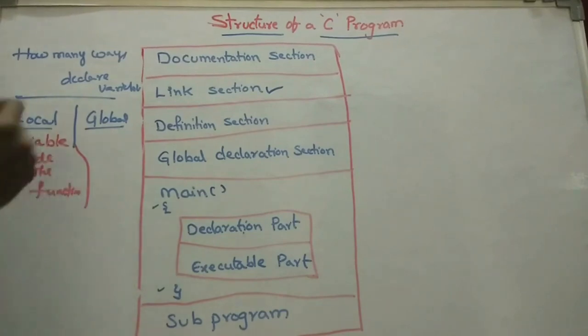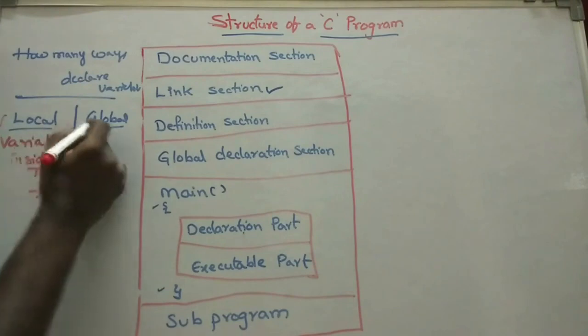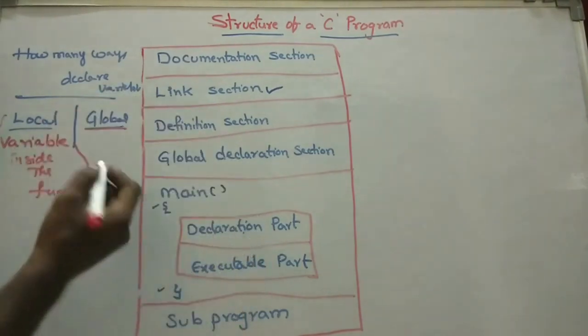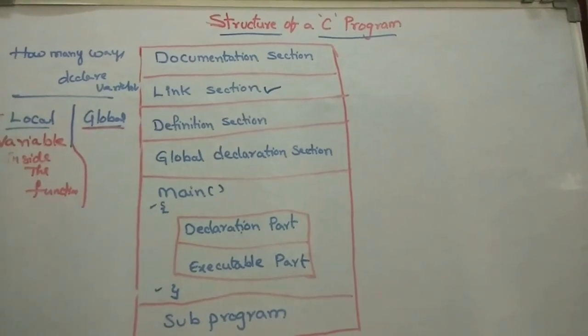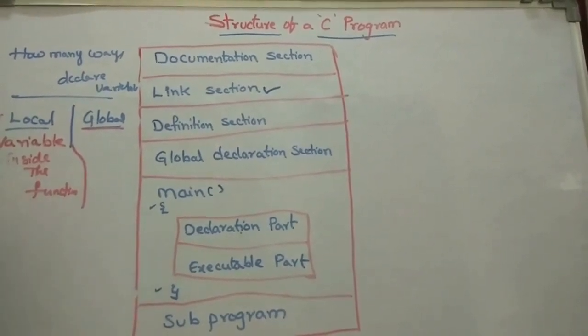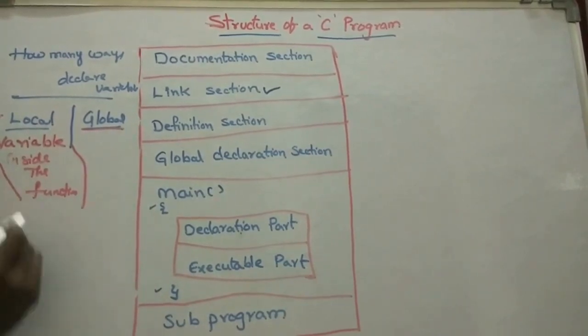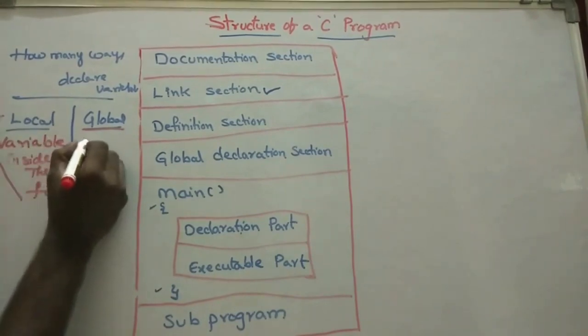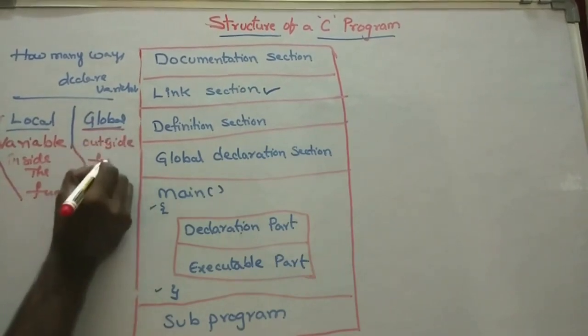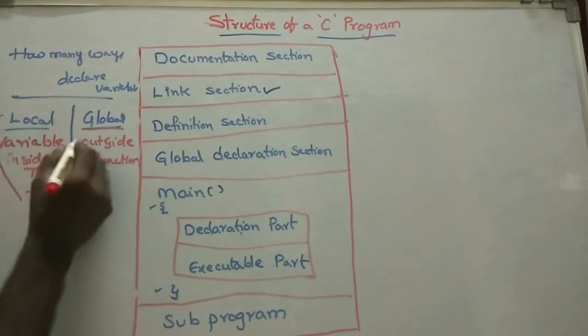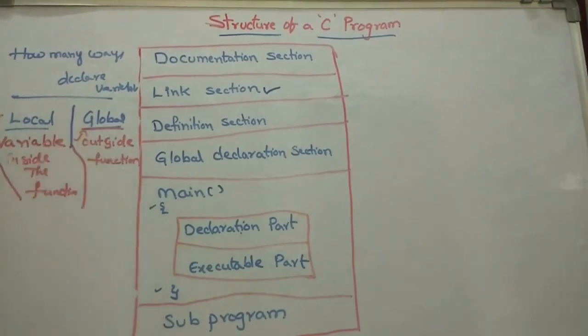You know the general meaning. What is meant by local? Only within the premises. Global means the entire. So we can declare the variable as either a local variable or a global variable. If we declare the variable as local, we declare it within the function only. Those types of variables are called local variables. If we declare the variable outside of the function, those variables are called global variables.